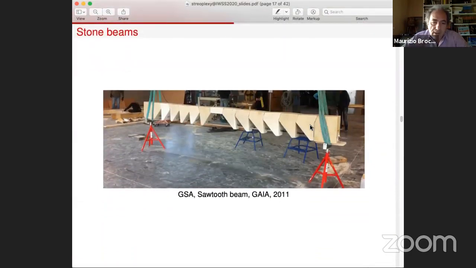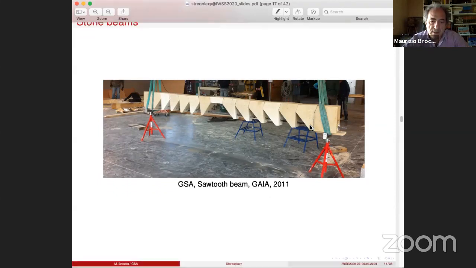Some more and different work on stone. This is a sawtooth beam where a single bar makes the system work as a beam. You can see that the end has no thrust. The bar is not a simple tie, but is bonded to the stone. So the system works rather like a reinforced concrete beam, not like an arch with the annihilated tension.